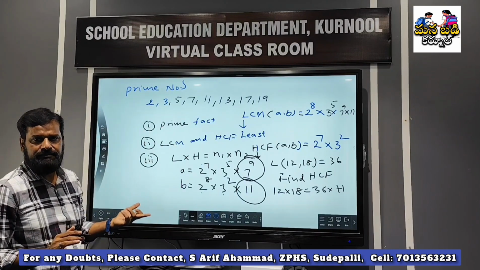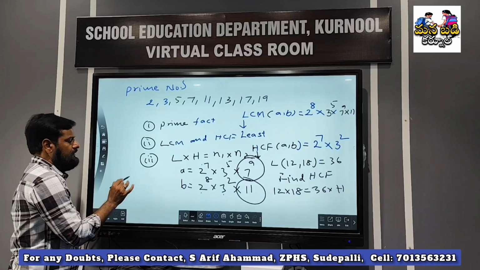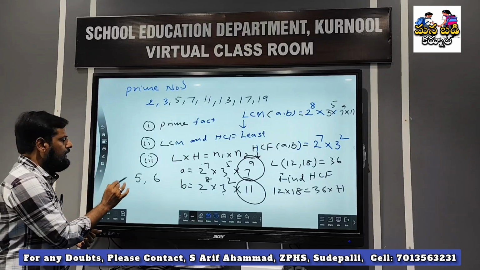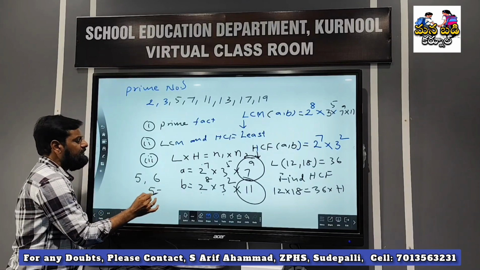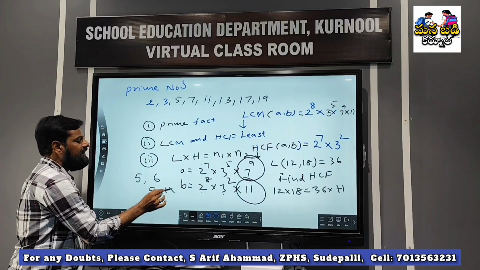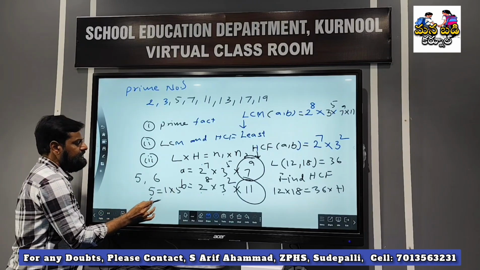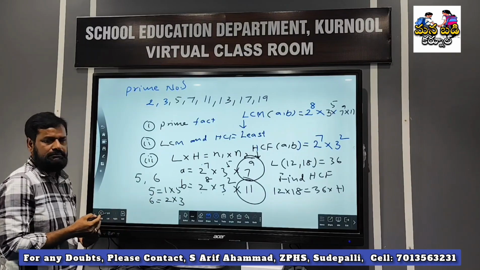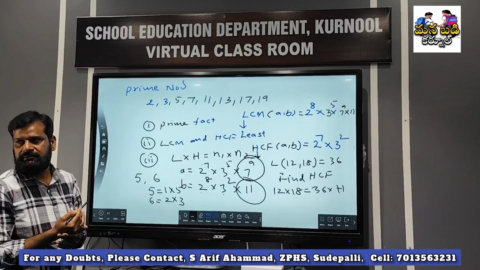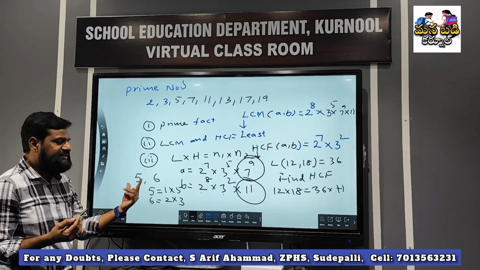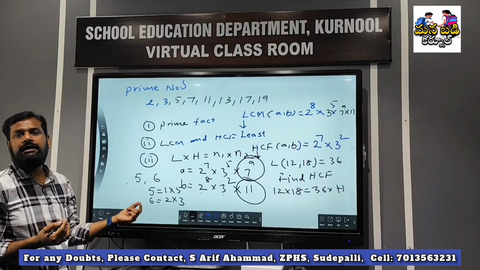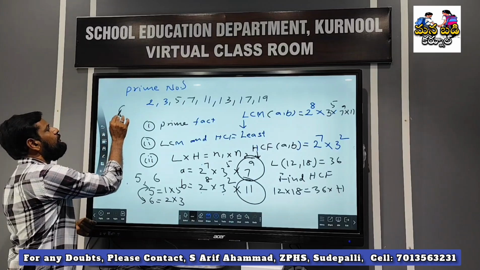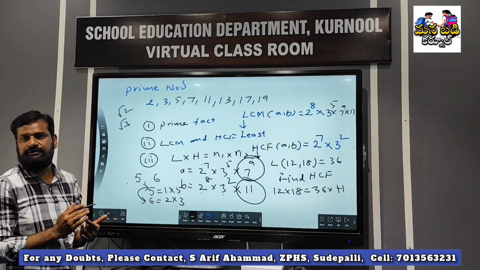Next concept, 5, 6. Two numbers are given. How to factorize? 5. No number will divide, just we write 1 into 5. 6. We write 2 into 3. Nothing is in common. Then what should we do? So these types of numbers are called co-primes. This co-primes concept is very, very important while proving root 2, root 3, root 5 also.